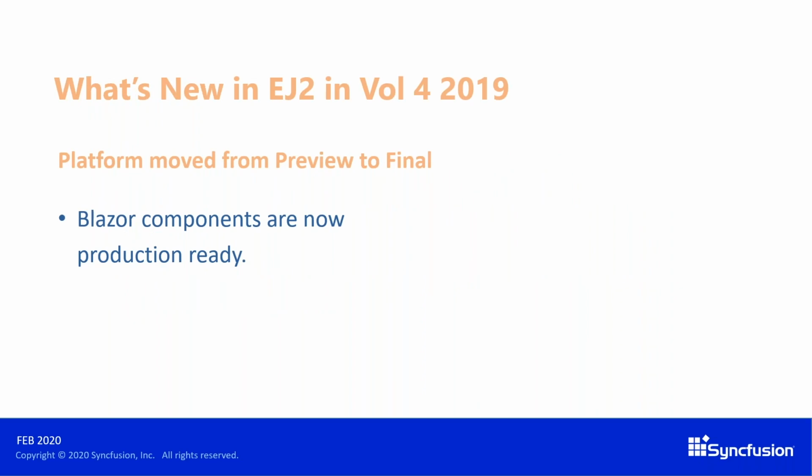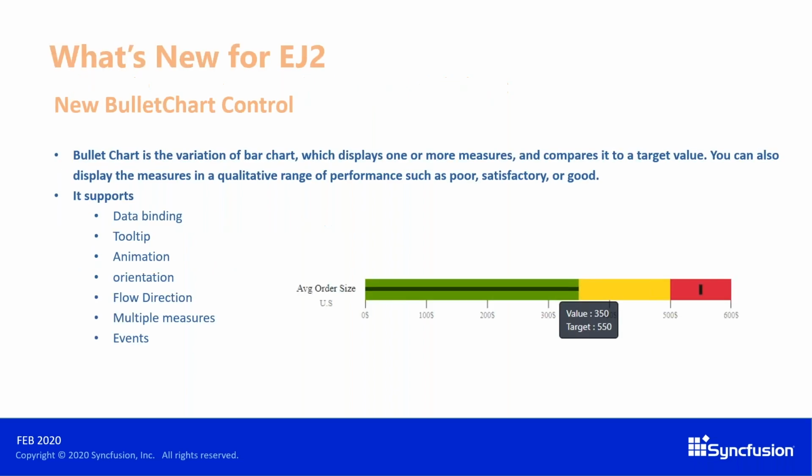First, I'd like to point out that our Blazor components are now production ready. It is now moved from preview to its first fully functional release. In this release, we have introduced a new control, and that is the bullet chart control. The bullet chart control is a variation of a bar chart, which displays one or more features and compares it to a target value. You can also display the measures in a qualitative range of performance, such as poor, satisfactory, or good. I'll show you a demo on this now.